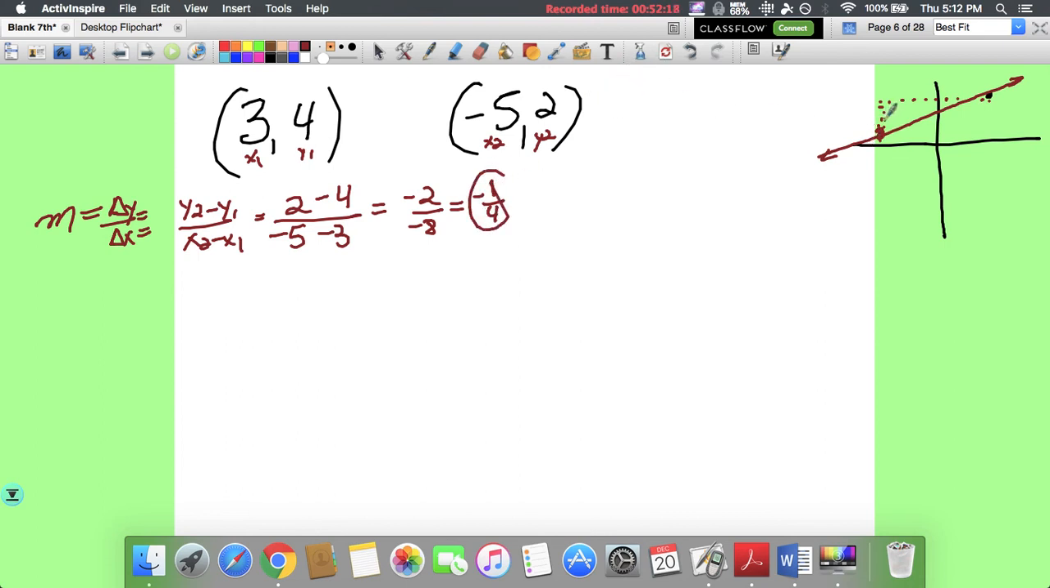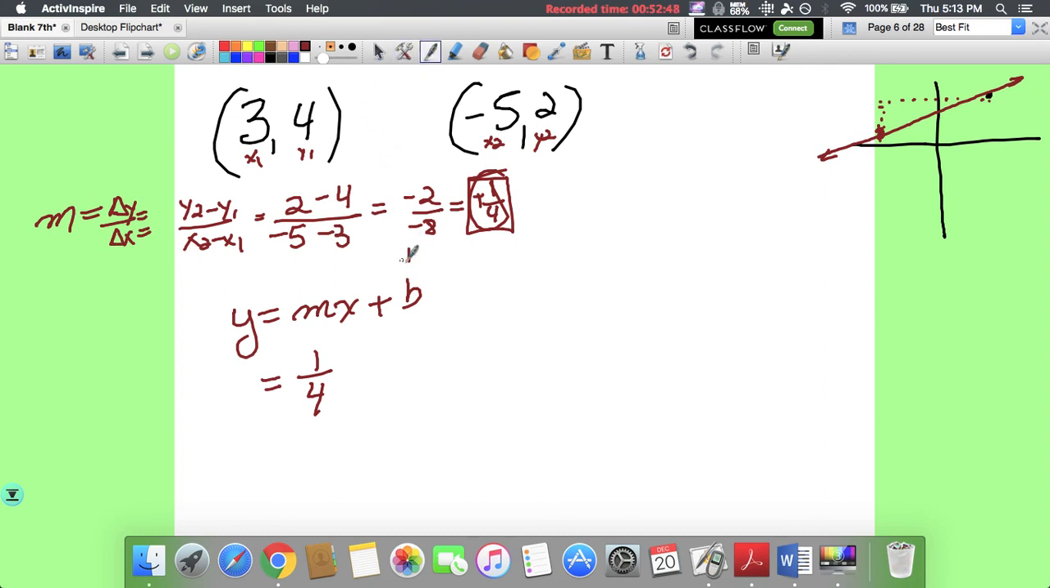Nope, no, sorry, positive, because it's a negative divided by a negative. So +1/4. So I want 1 up, 4 right, 1 up, 4 right, 1 up, 4 right, 1 up, 4 right. So that's what this is telling you. That's the slope. So going back to my equation of my line, right? I now have, let me substitute, m was 1/4.